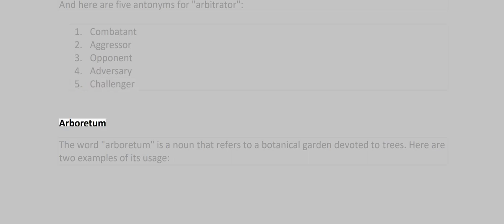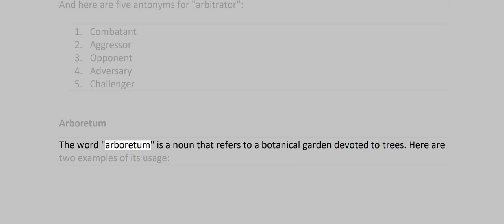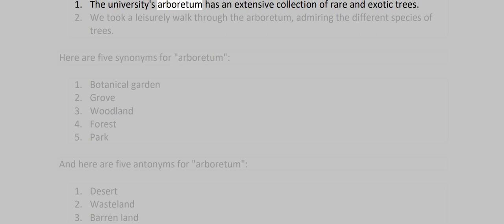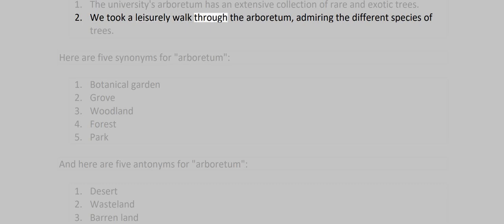Arboretum. The word arboretum is a noun that refers to a botanical garden devoted to trees. Here are 2 examples of its usage. 1. The university's arboretum has an extensive collection of rare and exotic trees. 2. We took a leisurely walk through the arboretum, admiring the different species of trees.